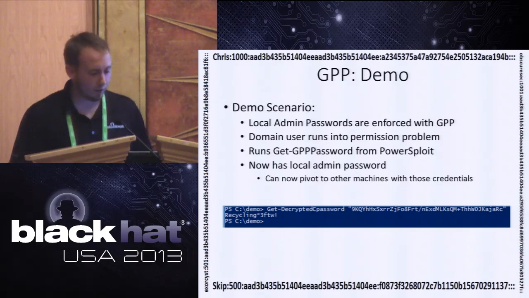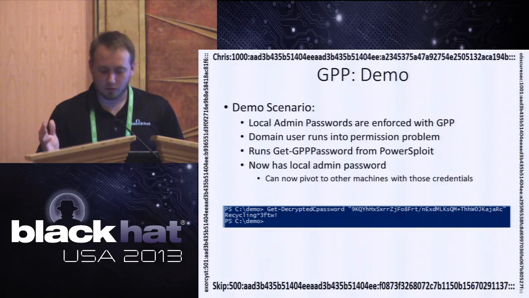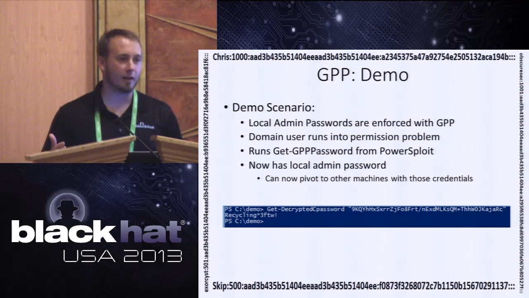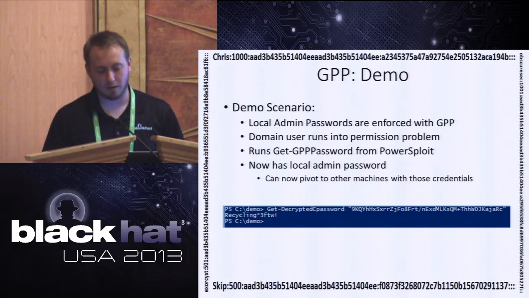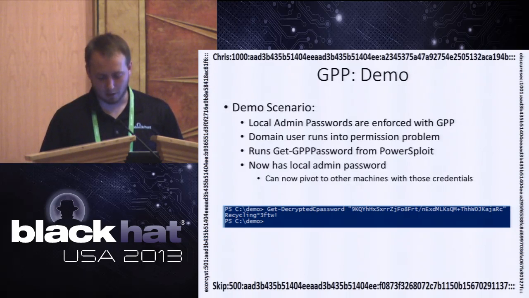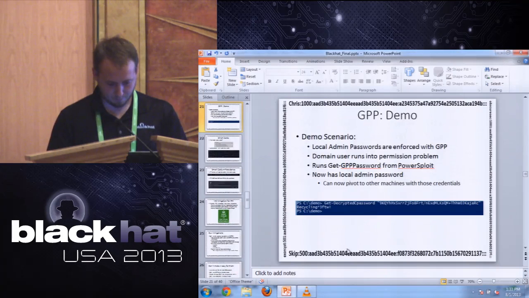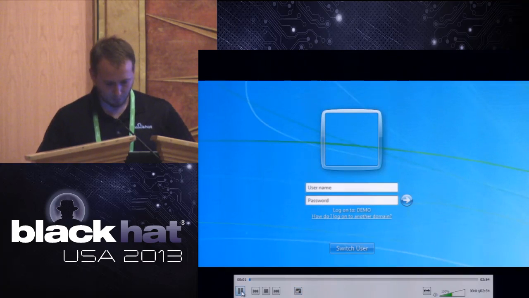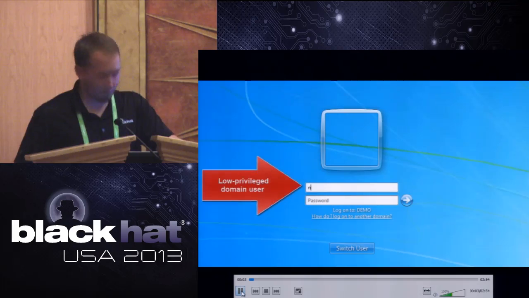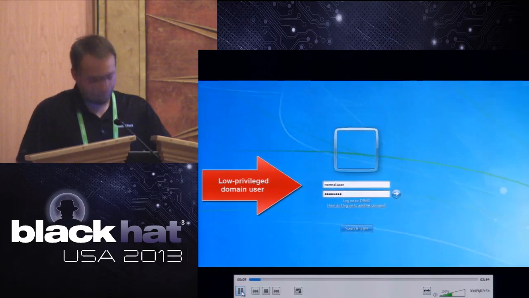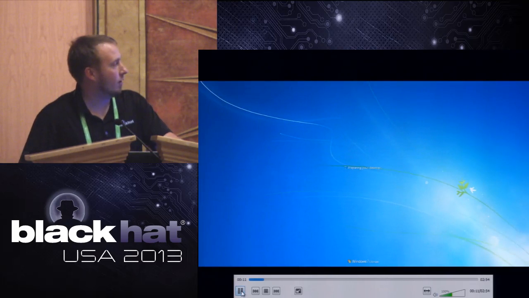So the scenario is GPP is being enforced. This user who Googled a little bit has figured out that he can get around the actual restrictions on his user account. So he downloads Get-GPPPassword, and then he now has local admin. So we're going to start from the login. So the account is normal.user. Logs in, sped up.